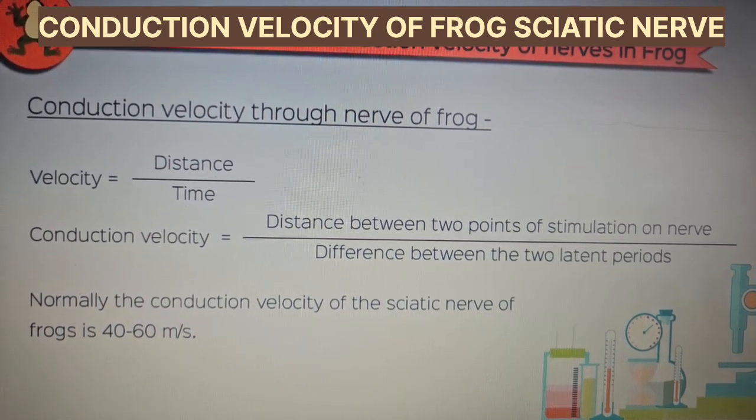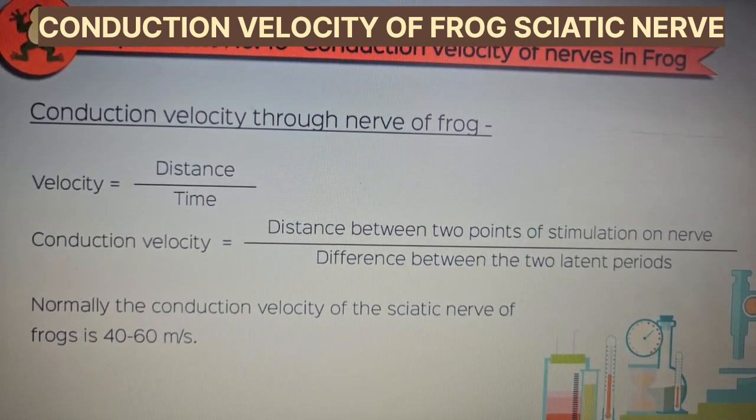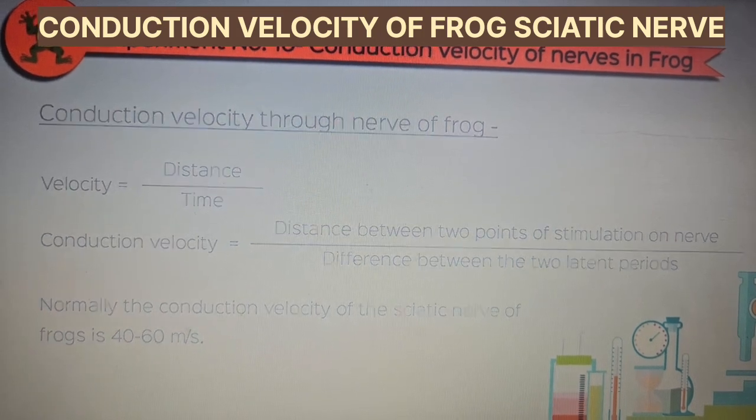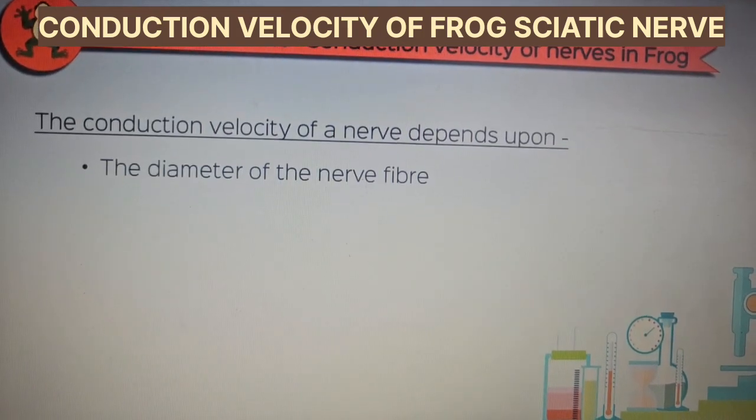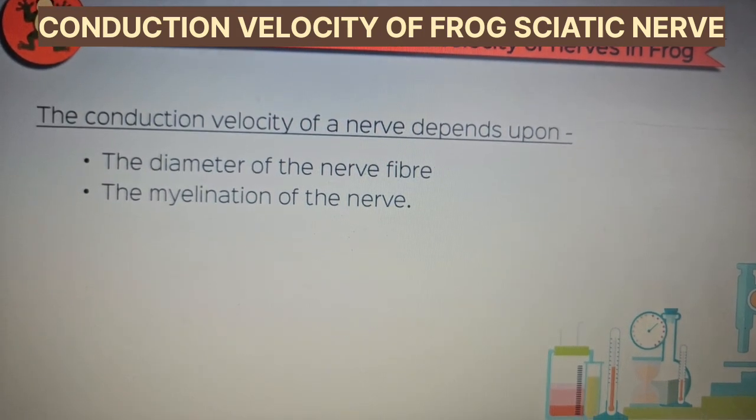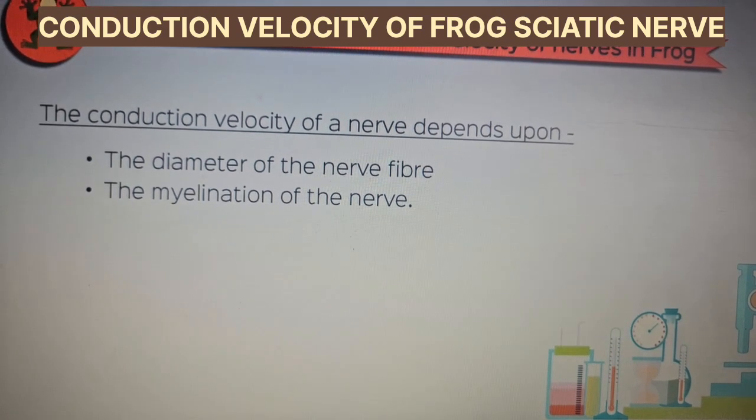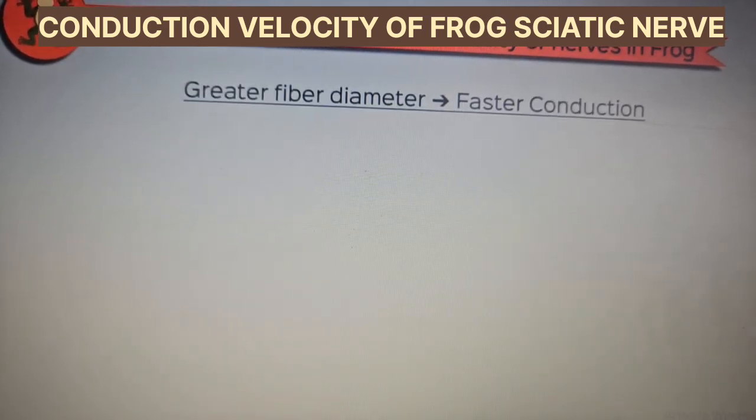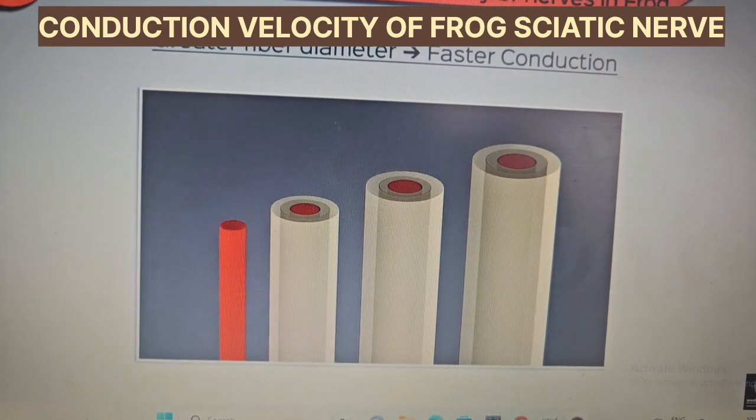Normally, the conduction velocity of the sciatic nerve of the frog is 40 to 60 meters per second. The conduction velocity of a nerve depends upon two factors: the diameter of the nerve fiber and the myelination of the nerve. The greater the fiber diameter, faster is the conduction through the nerve.